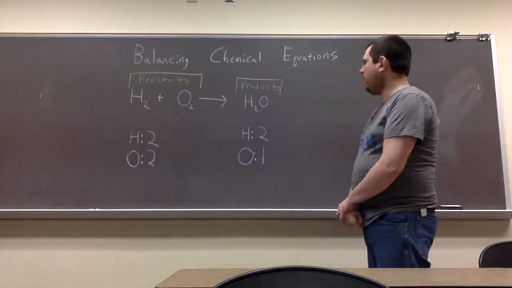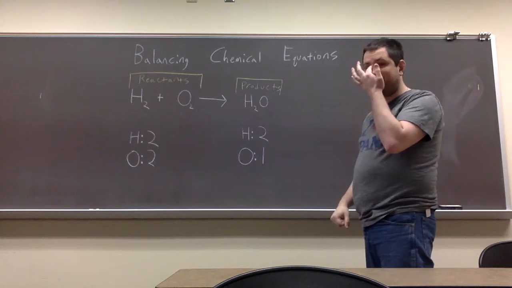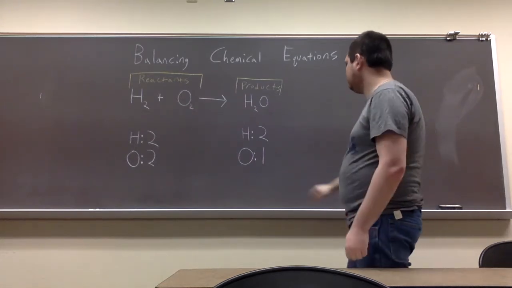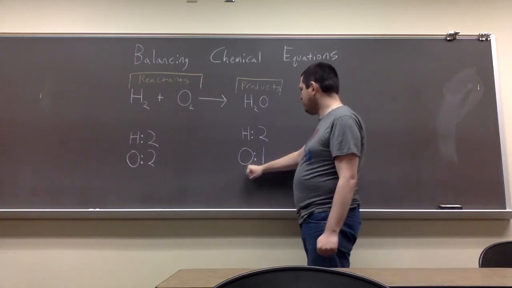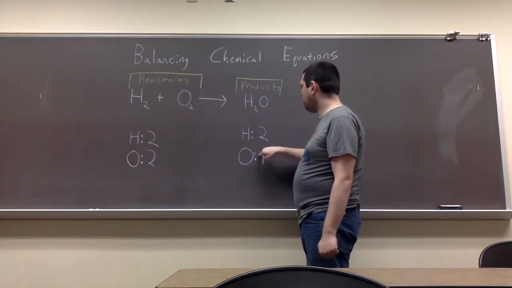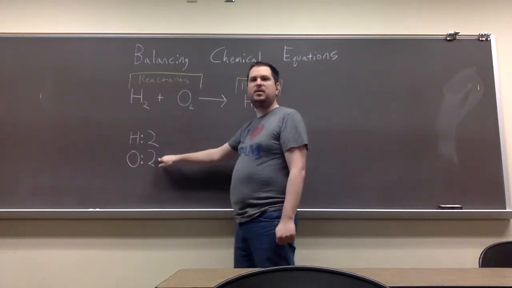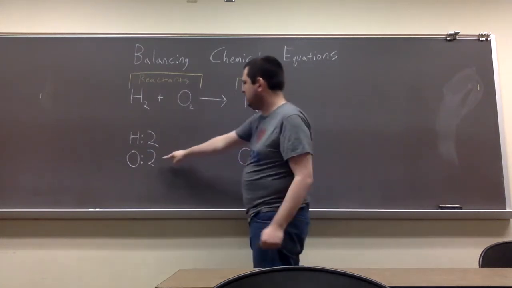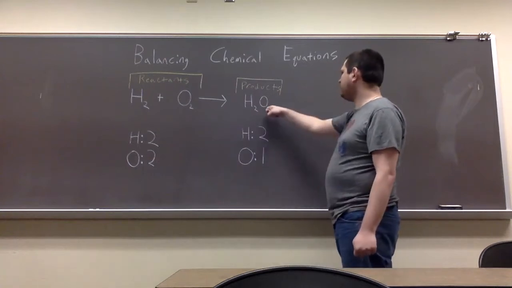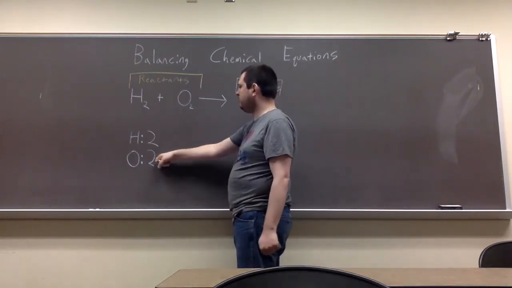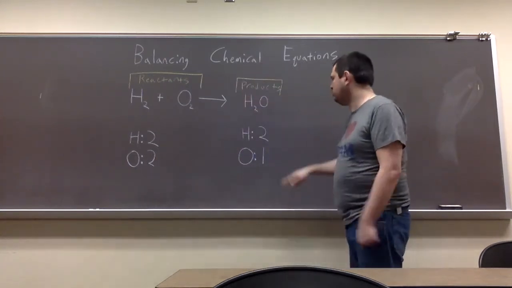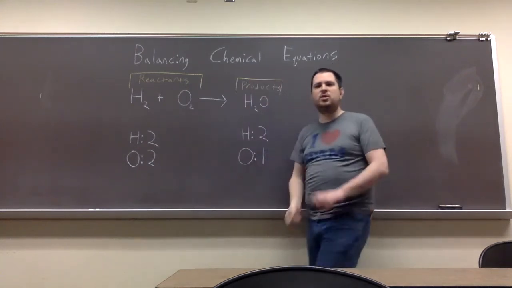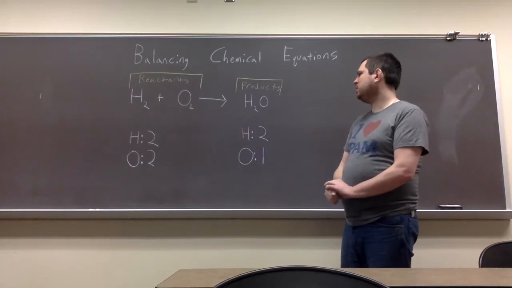As you can see, both of our numbers are not the same. That's a problem. First off, find whatever number has only one of it. This will be your easiest starting point. We only have one oxygen over here, and we have two over here. The easiest thing that we can do is make this match that. How do we do that? Through multiplication.